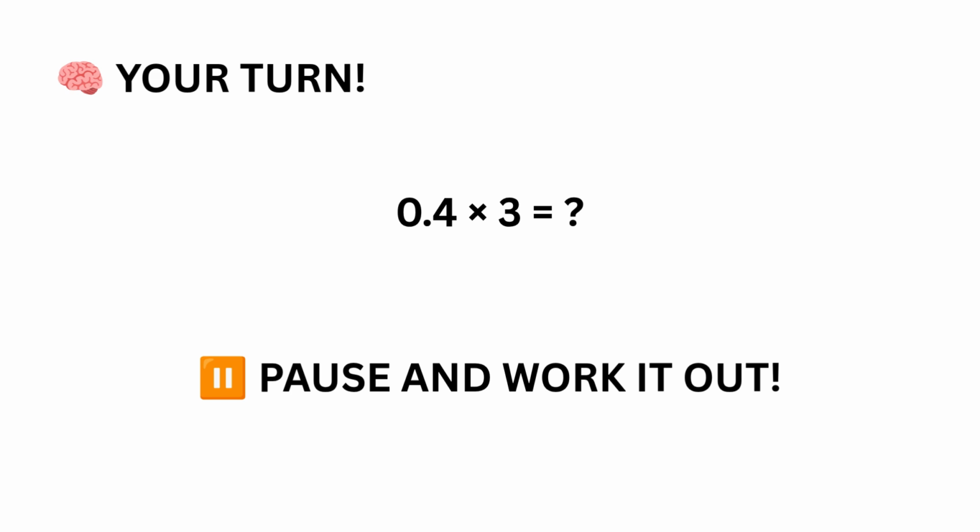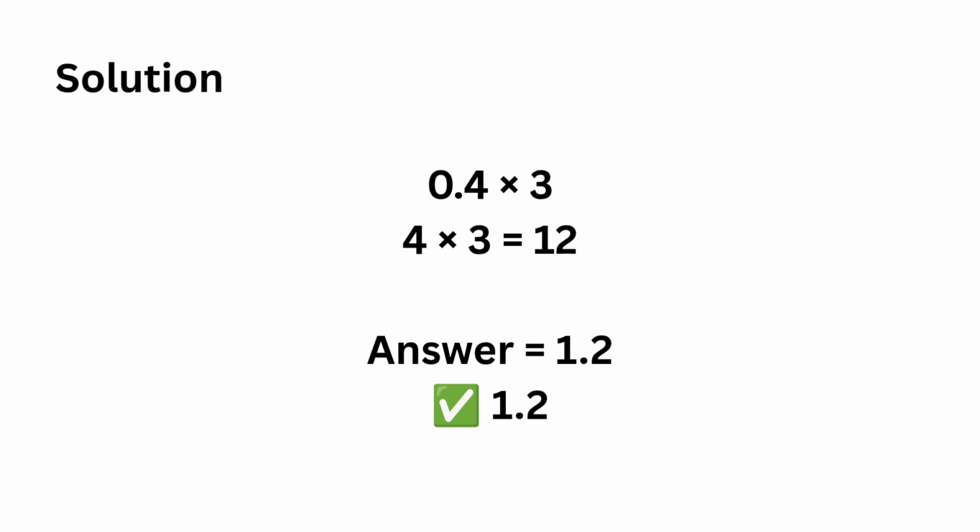Now your turn. What is 0.4 times 3? You can pause the video and work it out. For the solution, 0.4 times 3. Once again, we ignore the decimal. But remember, 0.4 has one decimal place, but 3 does not. So we multiply 4 by 3 and our answer is 12. We have one decimal place, so we move our decimal one place from right to left. And we have 1.2. So 1.2 is our answer.